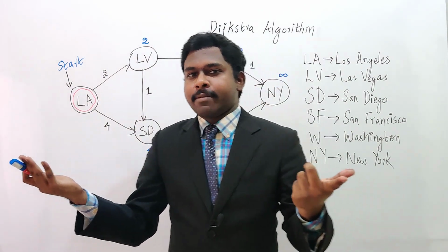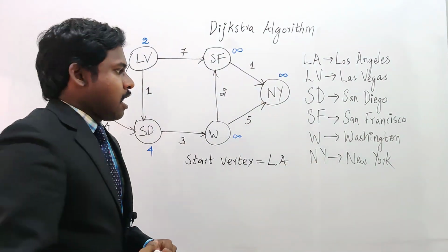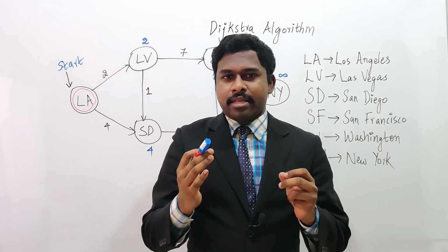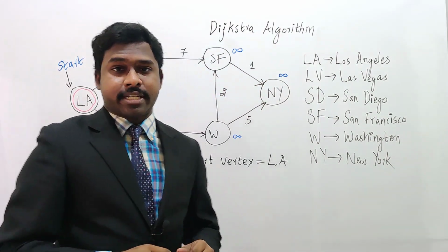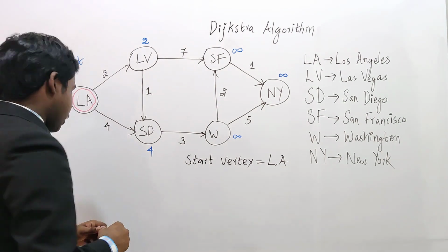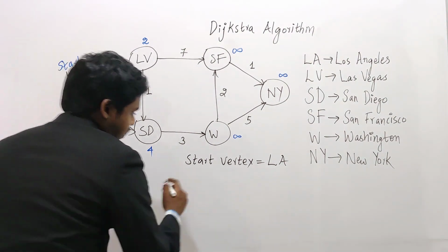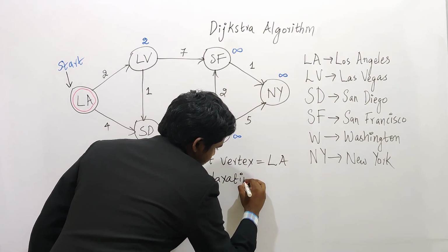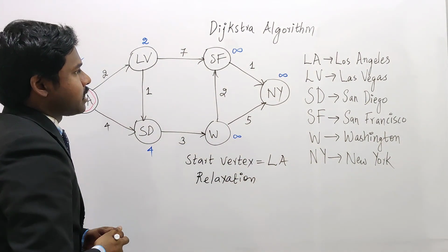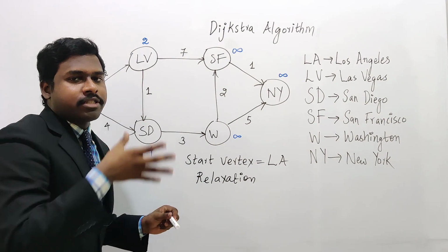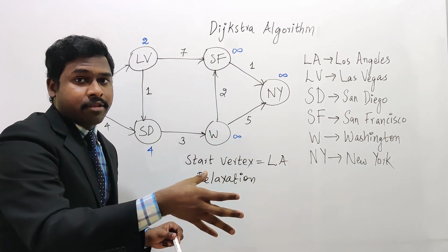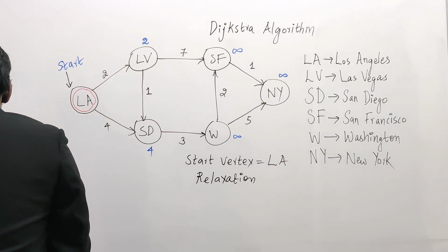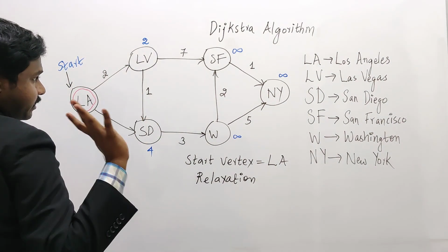Now everything is very simple. We use a concept of minimization or reduction. This is a simple concept and you have to understand that. This concept is called relaxation. What this concept talks about is that once you go from one node to another node, you have to reduce the distance to find out the shortest path. So let's do it. This is done.